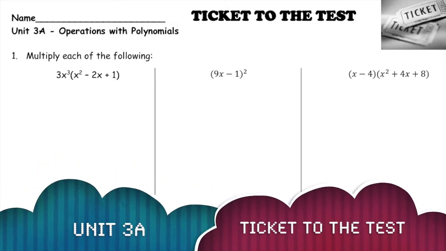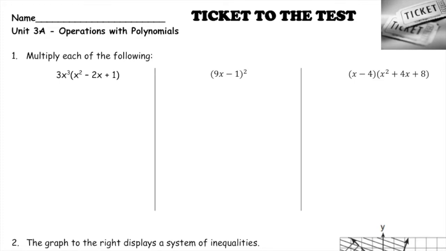Today we're going to go over the ticket to the test. All right, number one, we'll multiply each of the following. We are distributing this monomial to this polynomial. So remember, when you're multiplying, you're adding up your exponents. All right, that's it in standard form.